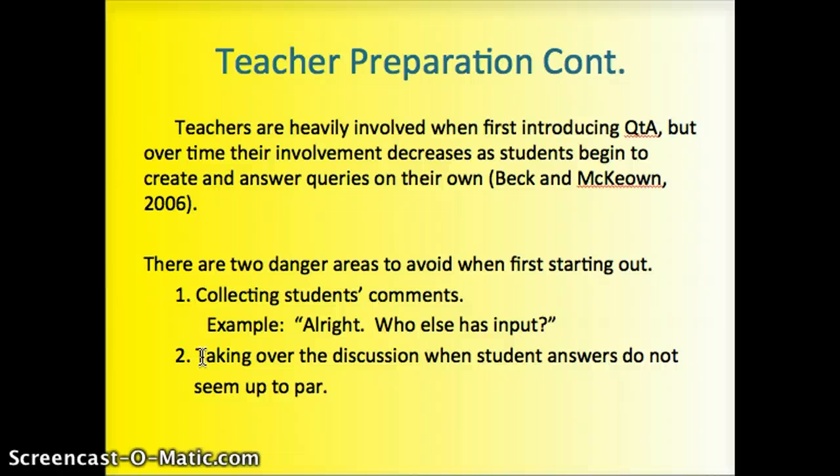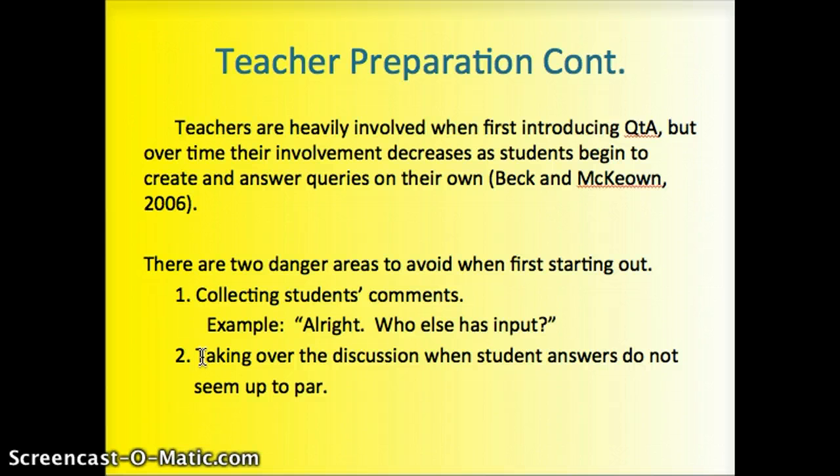There are two things that you are going to want to avoid when you first start out, and that is collecting students' comments. So for example, saying, all right, who else has input? Or I always think of, we have a cursive quote that we do each morning, and I ask them, what do you think it means? And after I'm done listening to one student, I will say, all right, who else, what else do you think? And that's not good because I'm just collecting their comments.